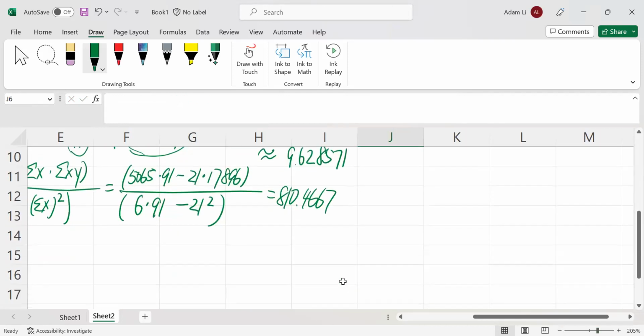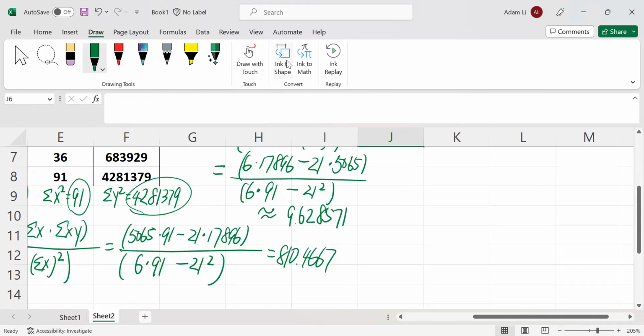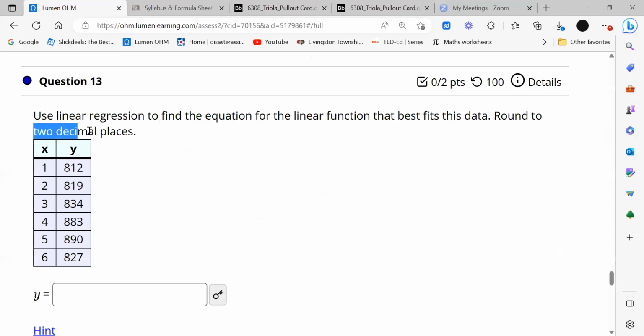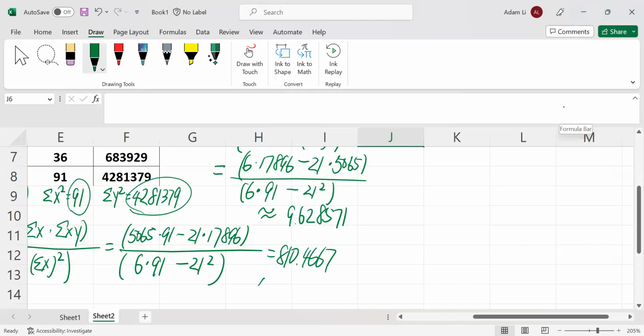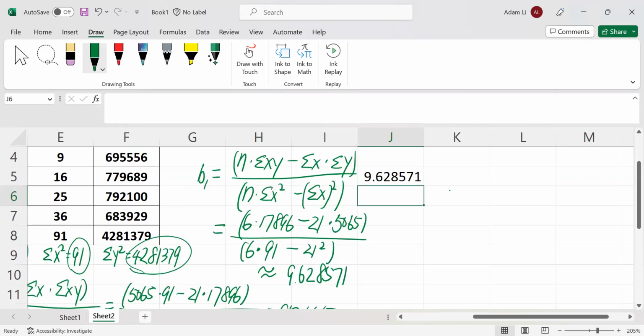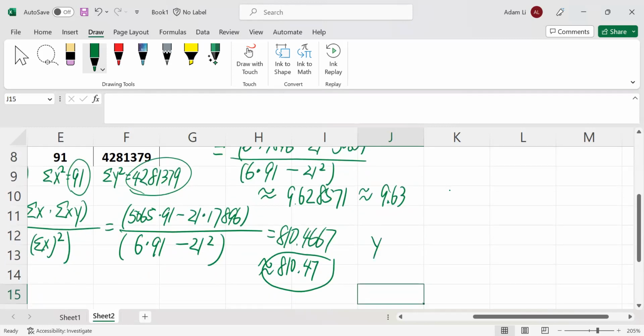I think they have a rounding rule available there. You see how many decimals they want. 2 decimal places. So that means B0 is going to be 810.47. And then the B1 is going to be 9.63. And then our regression model is the predicted value equal to B0 plus B1, so that should be B0, that's 810.47, adding 9.63 times x.